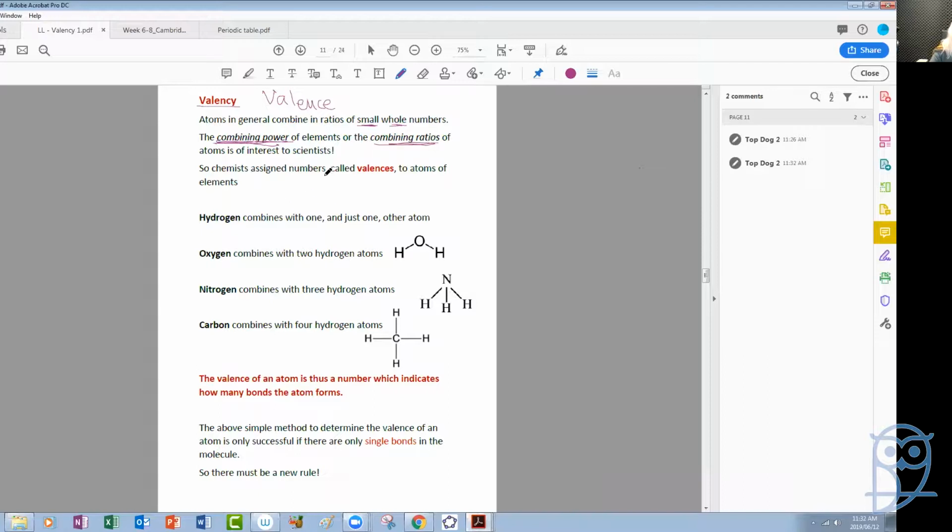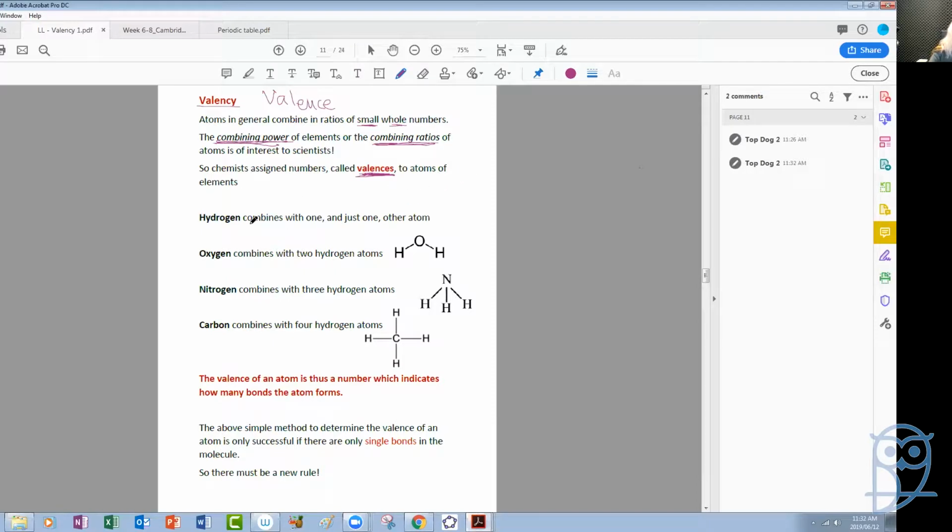is where scientists needed to assign some numbers to know what is happening. So they assigned numbers, which we call the valency of an atom, or the valence. It's the same thing, the valence. It is what we need to talk about and what it means today.